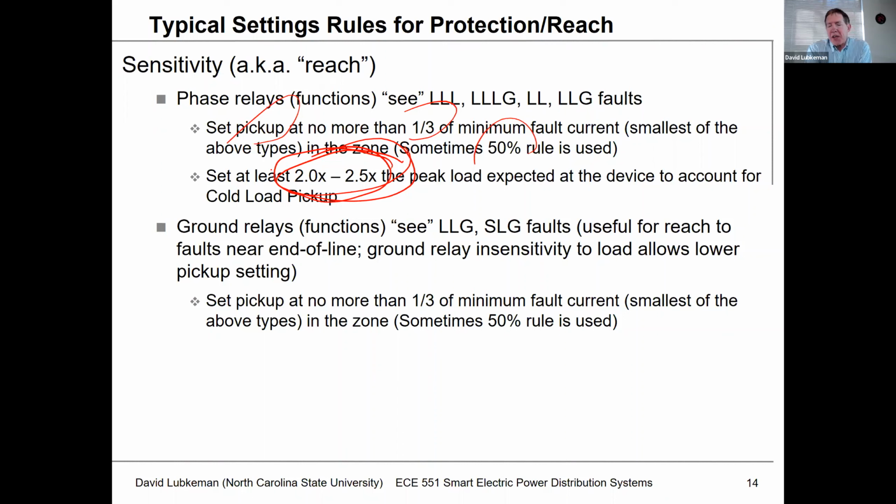For your ground relays, you would have something kind of similar in that you would probably want to have pickup at 1/3 of the minimum fault current level. But depending on the utility, maybe they would use 50% as a guideline instead. So again, this isn't supposed to be a lecture on settings. We're going to be looking more at the operation of the devices, but just realize that there's a lot of work that's involved in doing these settings as well.